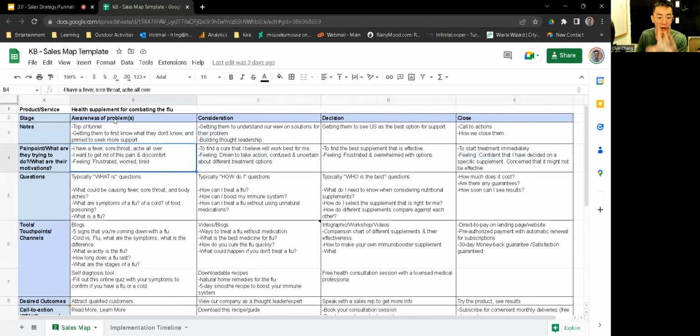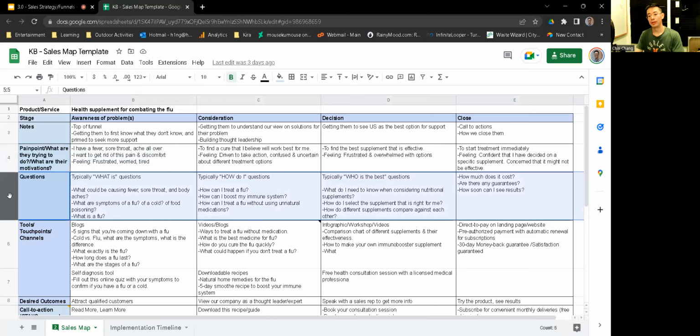So if a customer is in the awareness stage, what are their pain points? What are their motivations, right? For example, it might be, I have a fever, I want to get rid of this pain and discomfort. I'm frustrated, I'm worried, right? If they are in the consideration stage, they're looking for a cure that best works for them. They're driven to take action. They may be confused. Maybe they're uncertain about different treatment options. In the decision stage, maybe they're looking for the most effective supplement. Maybe they're overwhelmed. In the close stage, they're confident, but they are concerned that it might not be effective. So the questions are really reflective of their motivations and pain points.